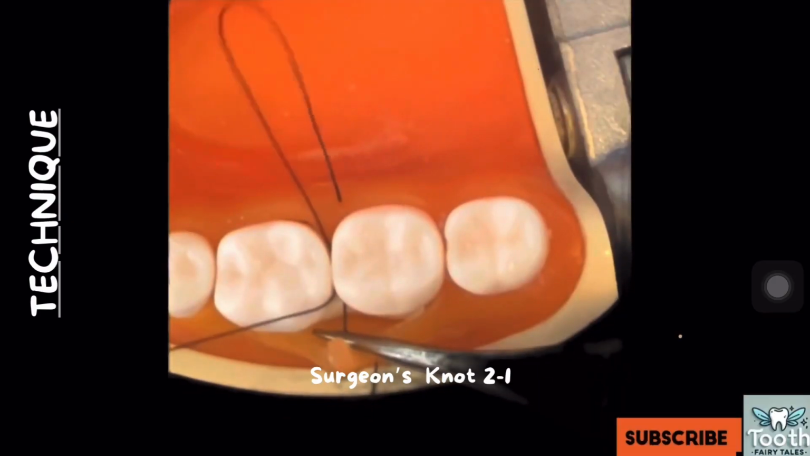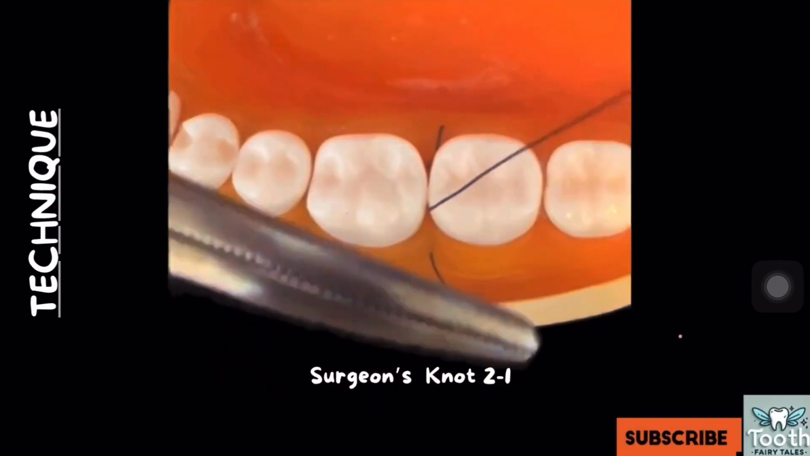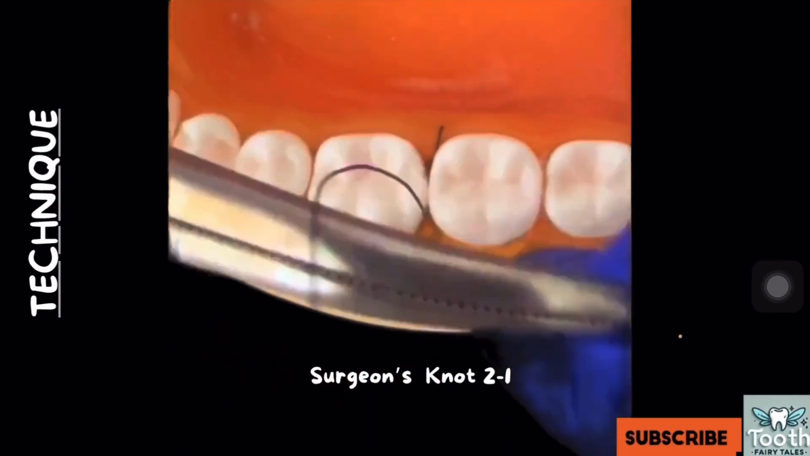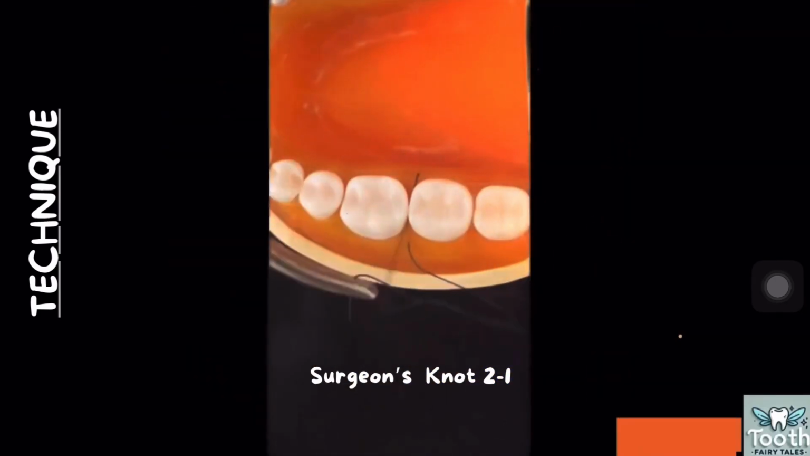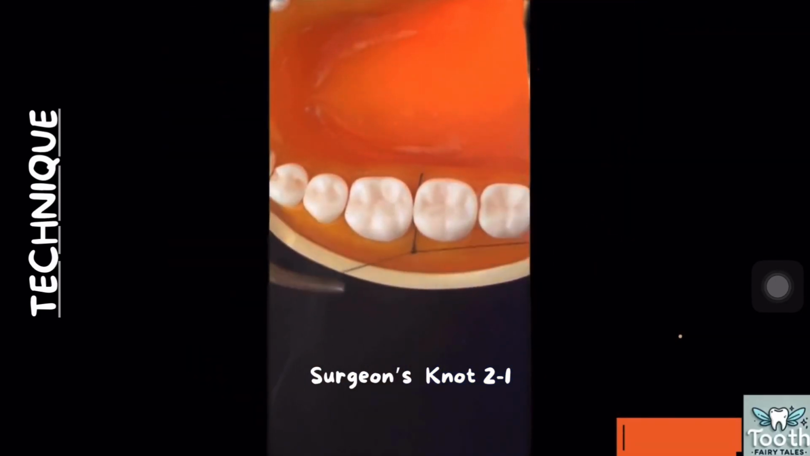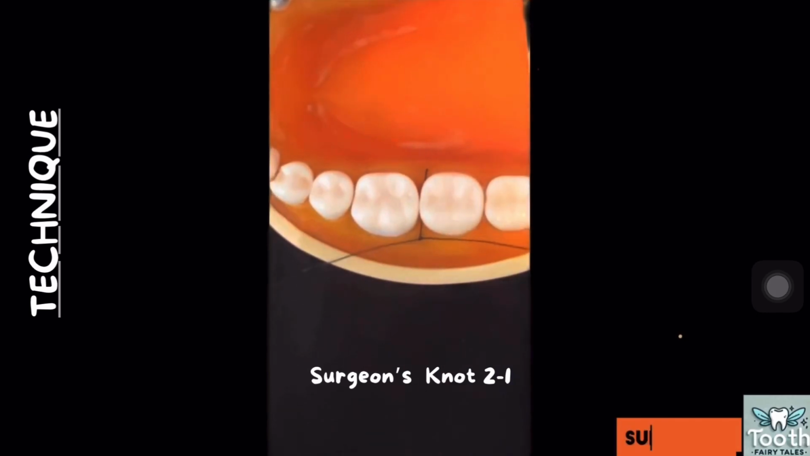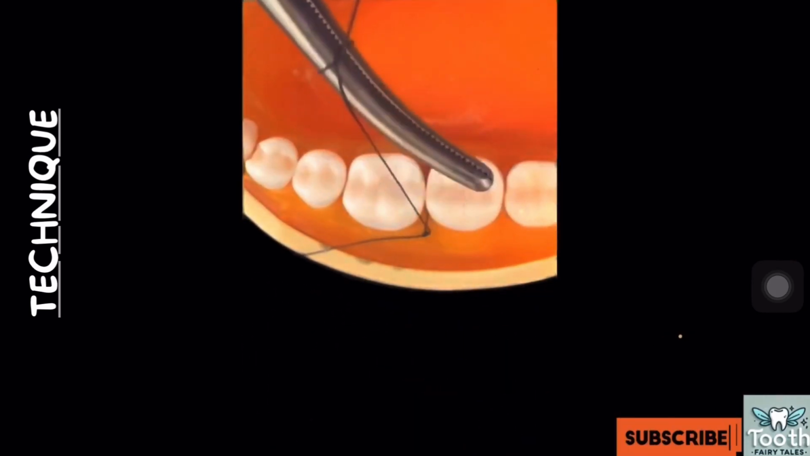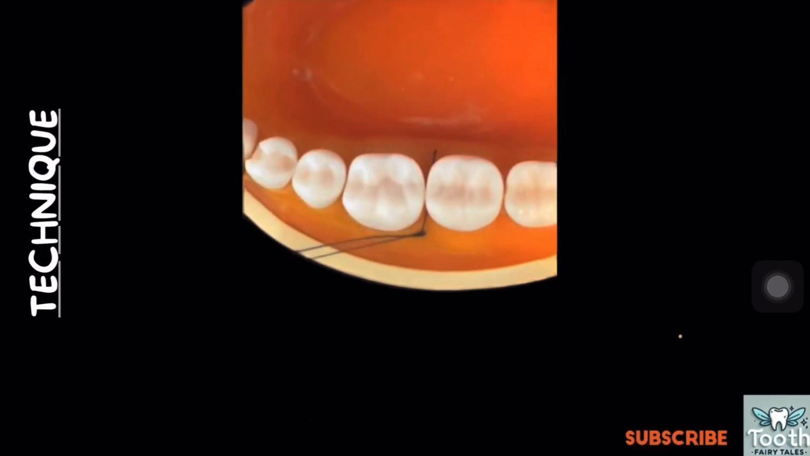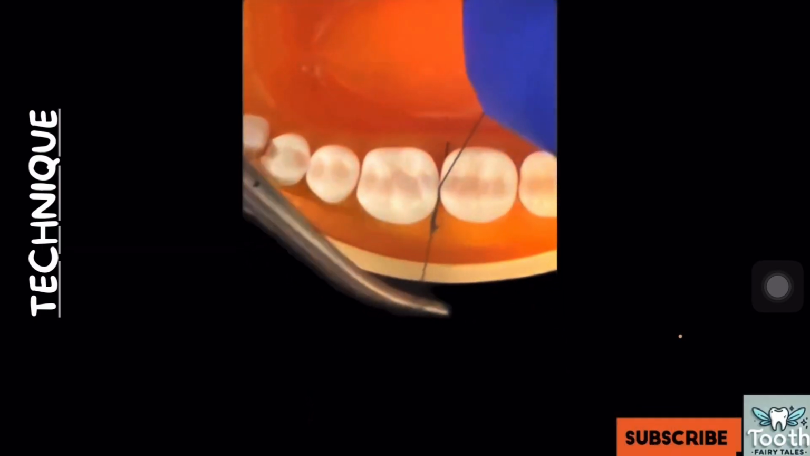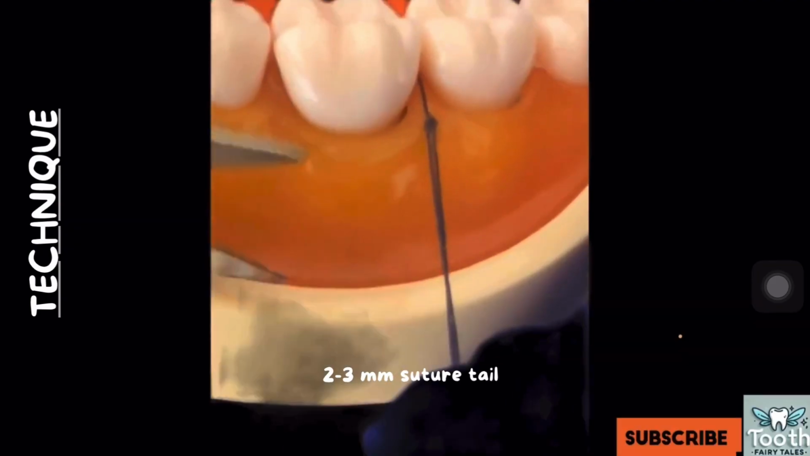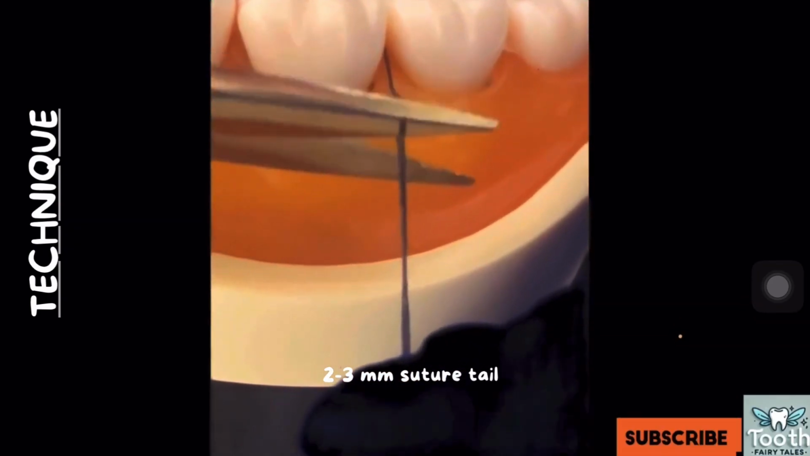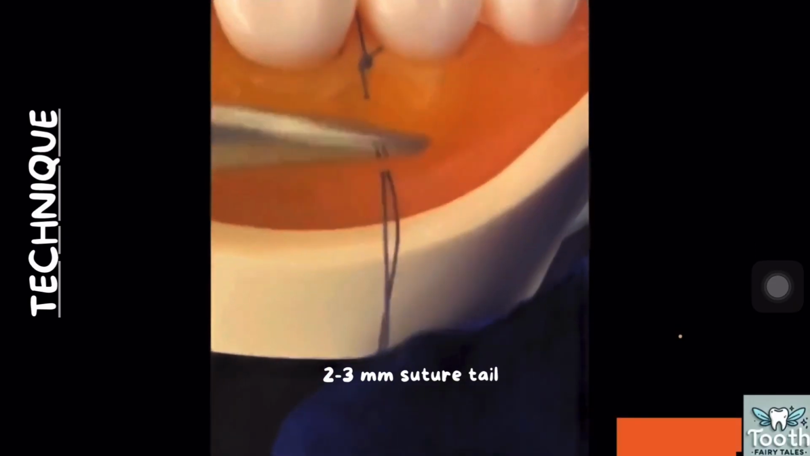The knot is tied on the buccal side using a surgeon's knot, 2-1 technique. 2 throws are given in a clockwise direction and the initial knot is stabilized, and 1 throw is given in an anti-clockwise direction. This ensures a secure and stable knot. Excess suture is trimmed, ensuring 2 to 3 mm ends are left. Proper trimming prevents irritation.